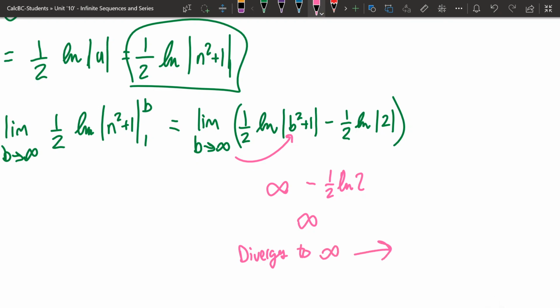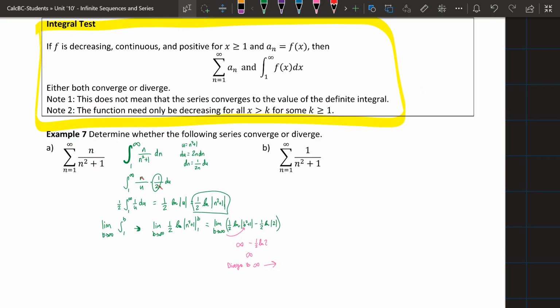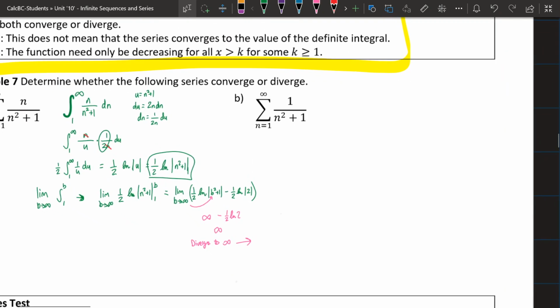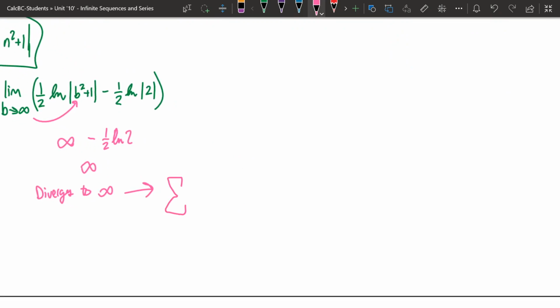All right, so that means that by this integral test, because they both converge or they both diverge, in this case our integral diverges, so that means our series that we were given, from 1 to infinity of n over n squared plus 1, also diverges. And then, of course, let's tell it what test we use. We use the integral test.